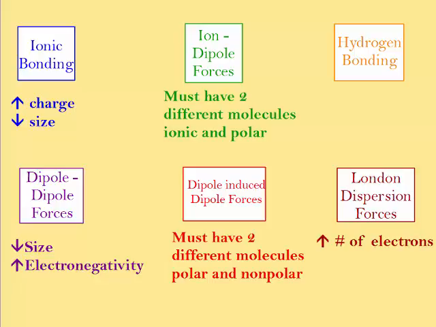If you're comparing two ionic compounds, you're going to want to look for the one that has the higher charge, and if they have the same charges, you're looking for the smaller size. Underneath ion dipole forces, write must have two different molecules, ionic and polar. It has to be two different molecules. Hydrogen bonding, you don't have to write anything underneath it. Dipole forces, write small size, high electronegativity. And remember that electronegativity increases as you go up and to the right.